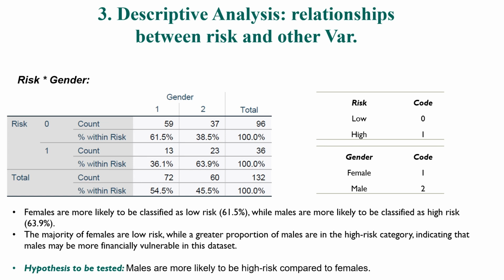Next, we conducted a descriptive analysis to examine the relationship between the risk variable, our primary focus, and other variables, starting with gender. The analysis revealed that females are more likely to fall into the low risk category, with 61.5% classified as low risk, compared to 63.9% of males. So the hypothesis to be tested is males are more likely to be high risk compared to females.